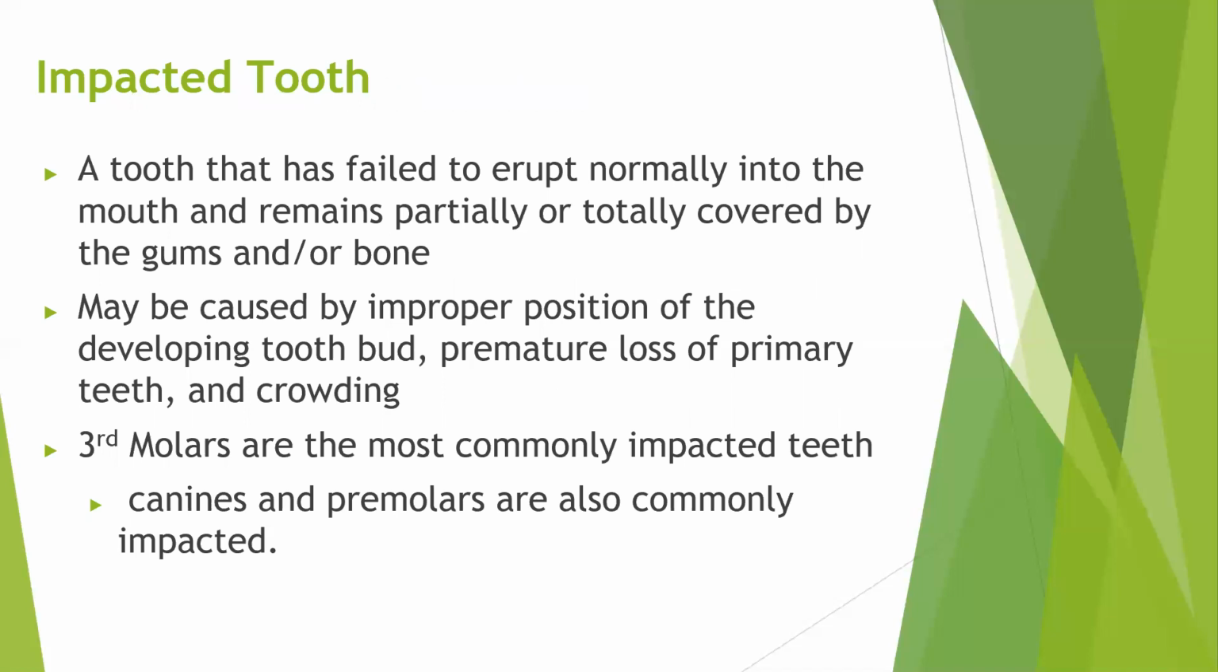Impacted teeth. An impacted tooth is one that has failed to erupt normally into the mouth and remains partially or totally covered by the gums or bone. This may be caused by an improper position of the developing tooth bud, premature loss of primary teeth, and crowding. Third molars are the most commonly impacted teeth. Canines and premolars are also commonly impacted.